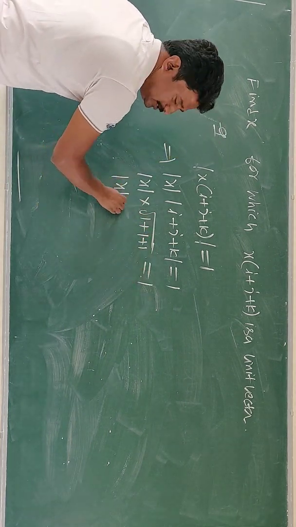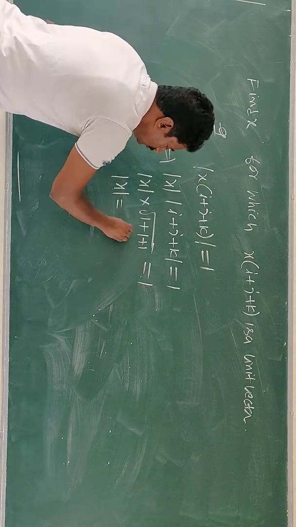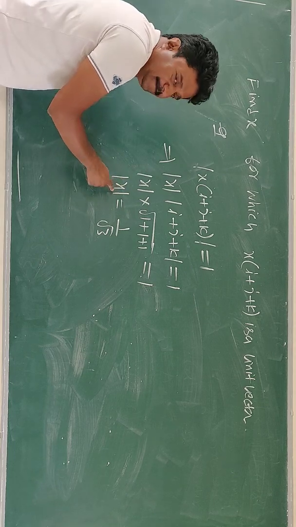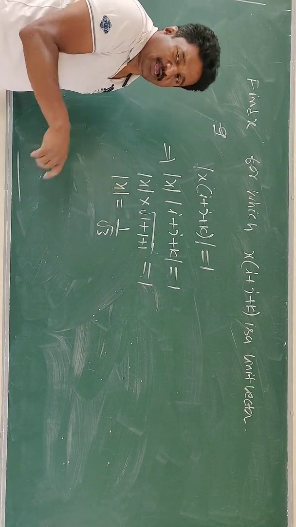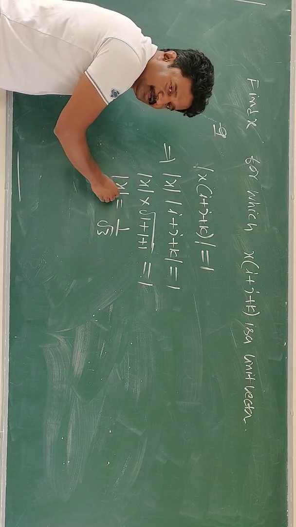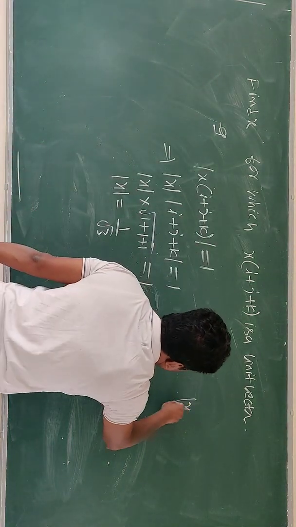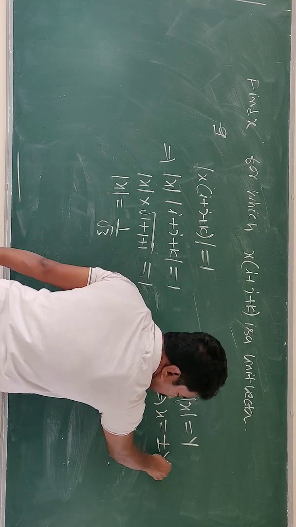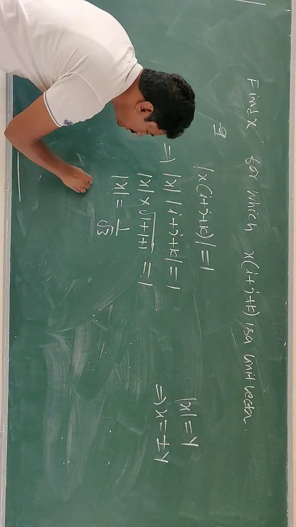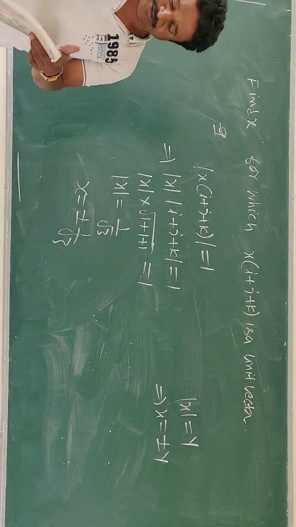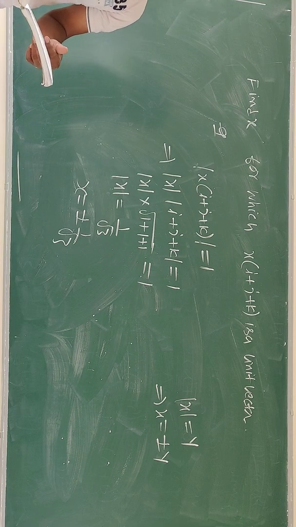Mod x into root 3 is equal to 1, so mod x is 1 by root 3. Remove mod. If I wish to remove mod, what should be done? I should write plus or minus. Whenever we remove mod, mod x is equal to y implies x is equal to plus or minus y. So tell me x value: plus or minus 1 by root 3. Next question, students.